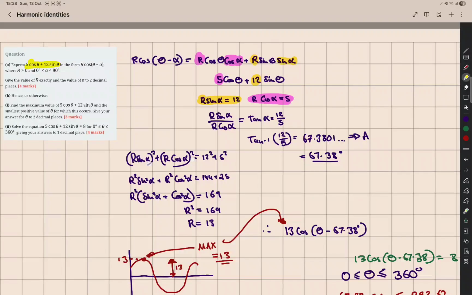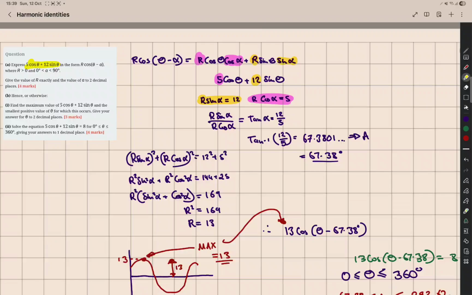We recognize that I can square each of these values, so I can square r sine alpha and square r cos alpha, and it should be equivalent to 12 squared plus 5 squared. Doing so, I end up with these being squared. I can factor out r squared and get this. So r squared must be equal to 169. Therefore, taking the square root of that, r must be 13.